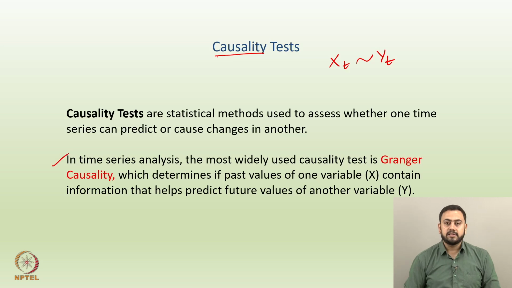In time series analysis, the most widely used causality test is Granger causality. The most widely used causality test in the time series literature is Granger causality, which determines if past values of one of the variables x contain information that helps to predict the future values of another variable, say y. The idea about Granger causality is just to find out if there exists some causality between xt and yt such that the past values of one of the variables, let us say x, contain some information that helps to predict the future values of another variable, let us say y.